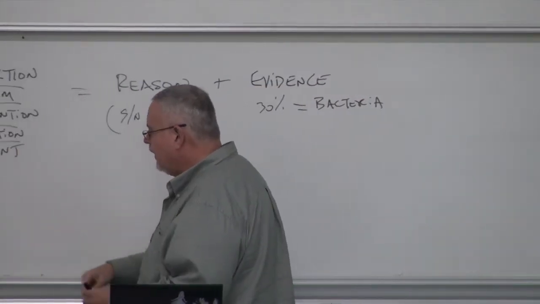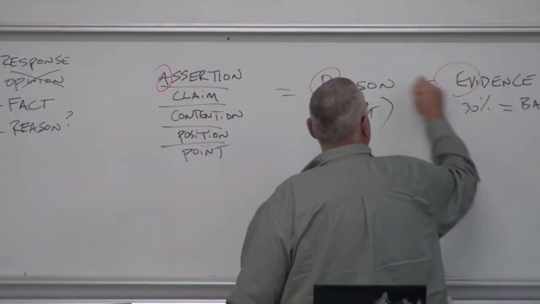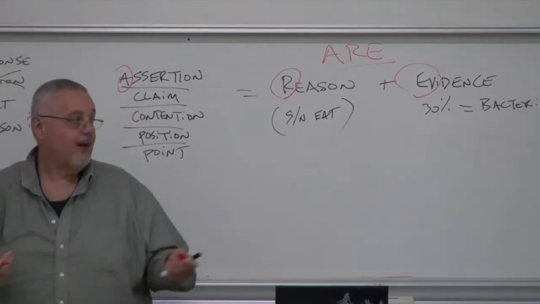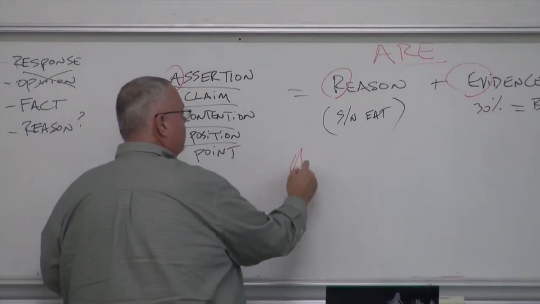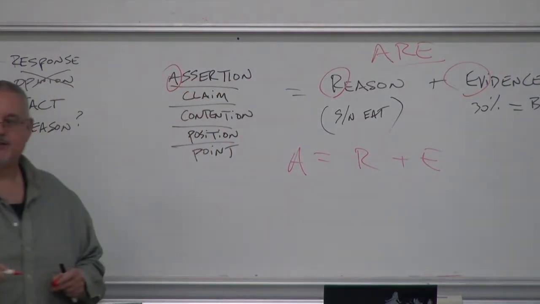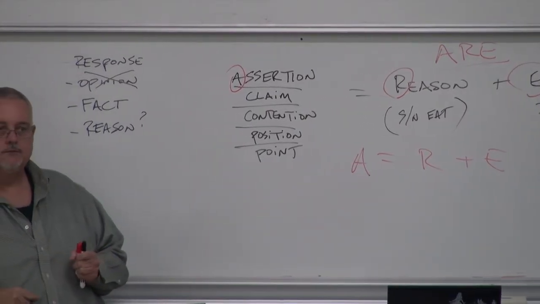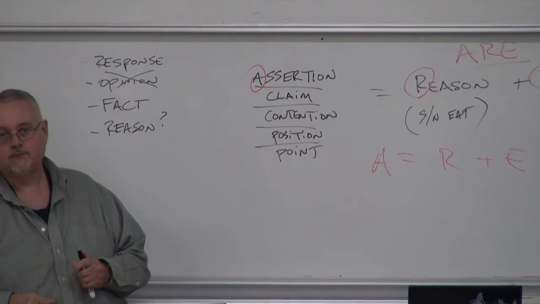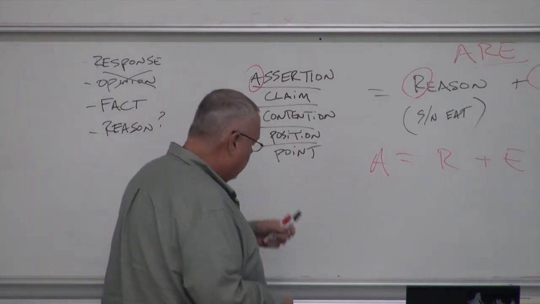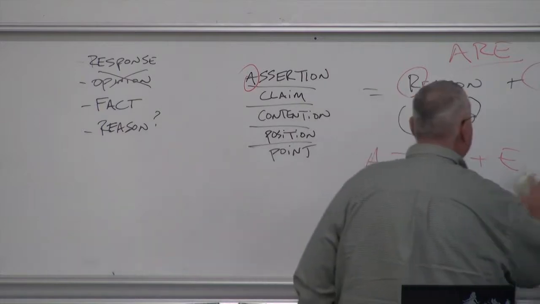So if you look at it in these terms, you see that acronym here, ARE, is a nice way of remembering this mathematical formula, right? So an assertion is reasoning plus evidence. Okay? Simple little mathematical formula. Reasoning plus evidence equals an assertion. Make sense? Okay. Now, there's also something else that's not in your handouts that I want to discuss.